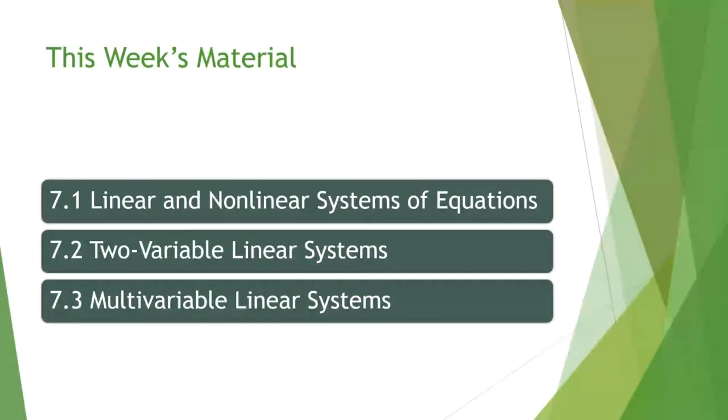So moving on to this week's material, you have 3 sections. 7.1, which is linear and nonlinear systems of equations. 7.2, which is 2 variable linear systems. And 7.3, which is multivariable linear systems. So you've looked at 2 variable linear systems in college algebra and a little bit in nonlinear. The multivariable is going to be the more complicated things, and you haven't really looked at that, and that's what my live session is going to be on this week.